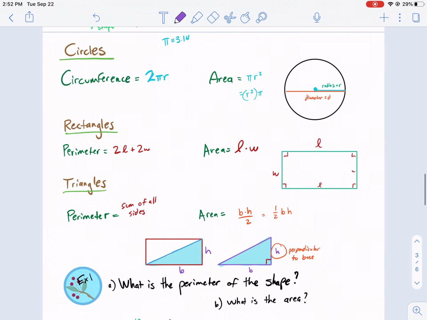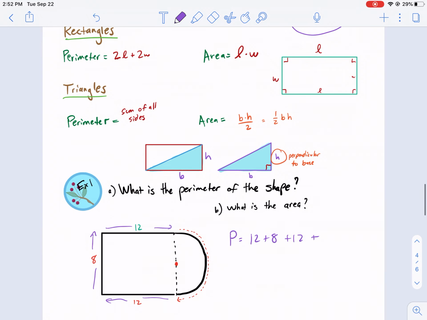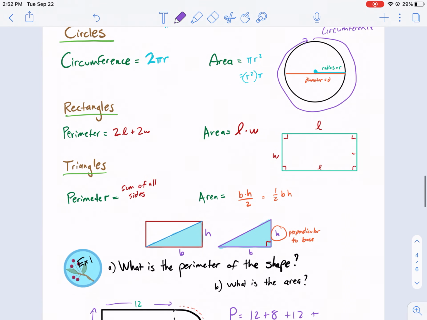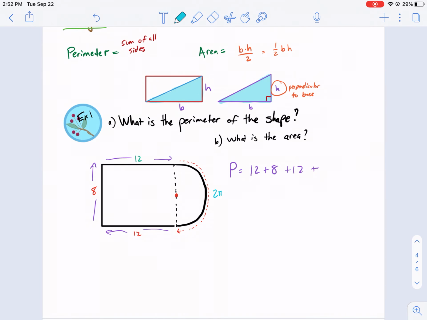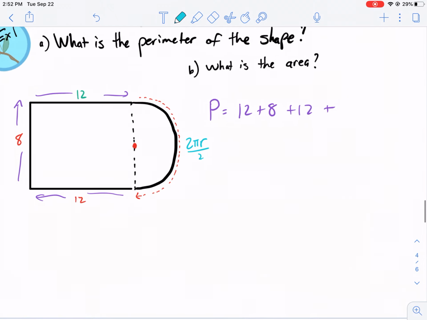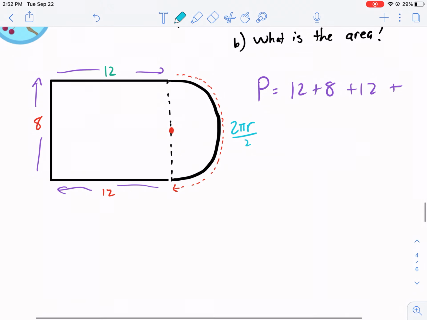The distance around the circle is known as the circumference. Circumference is the distance around a circle. Now this is the distance around half a circle, so we take our circumference formula, 2 pi r, and we only want half of it, so we divide it by 2. Now the key is, what is our r? That's the only variable that we have. So we need to find this r.